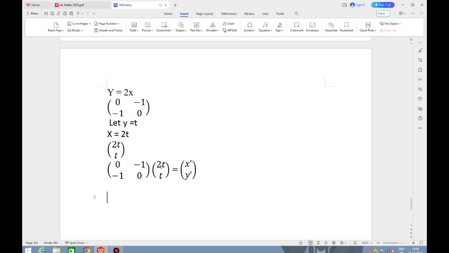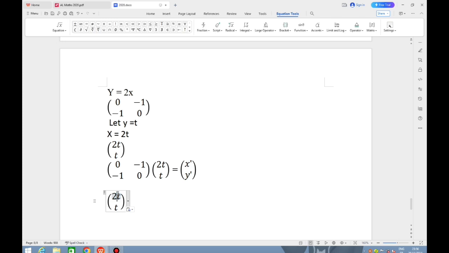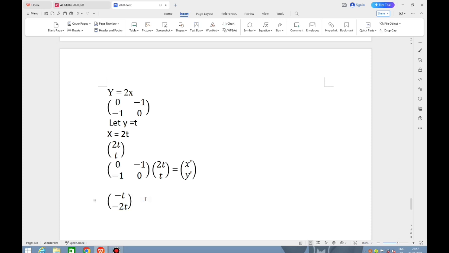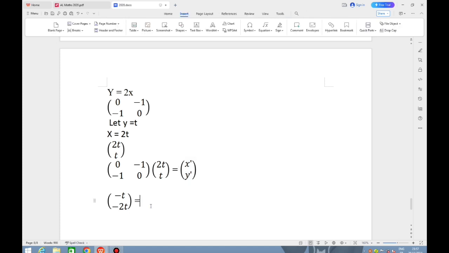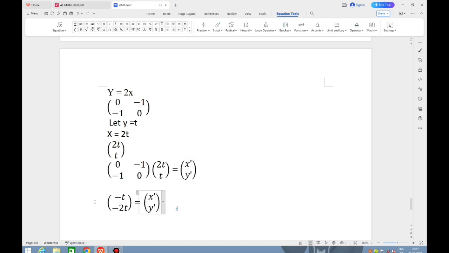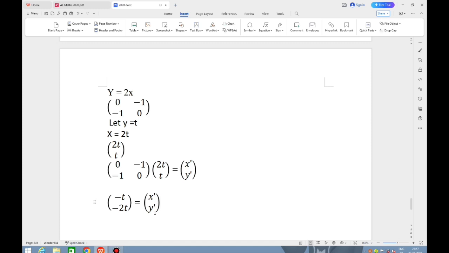So let's do the multiplication. 0 times 2t is equal to 0, negative 1 times t is equal to negative t. So this should give us negative t, and negative 1 times 2t is equal to negative 2t, and 0 times 0 is equal to 0. So this should be equal to x prime, y prime. So x prime is equal to negative t and y prime is equal to negative 2t.